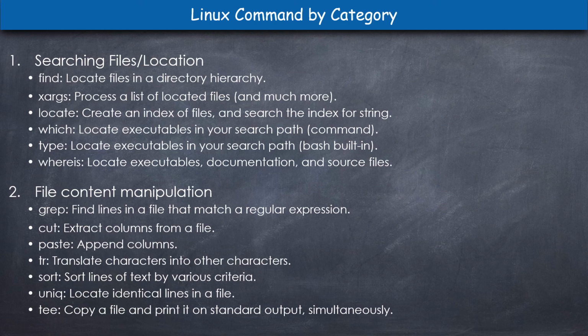Then you have tr, which translates characters into characters, so it will change the format. Then you have sort. If you have output from cat or grep and you want it in sorted form, you can pipe to sort, and the output will be sorted and then presented. Then uniq is there. Suppose you have a file with repeating content and you want just the unique lines from that file, you can use this command.